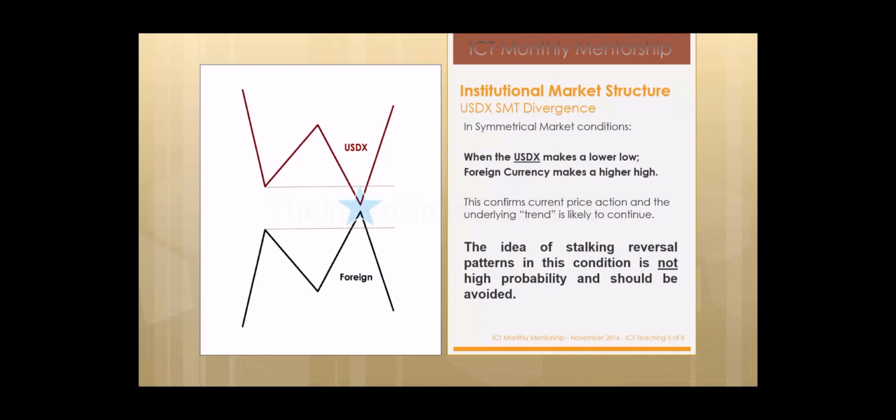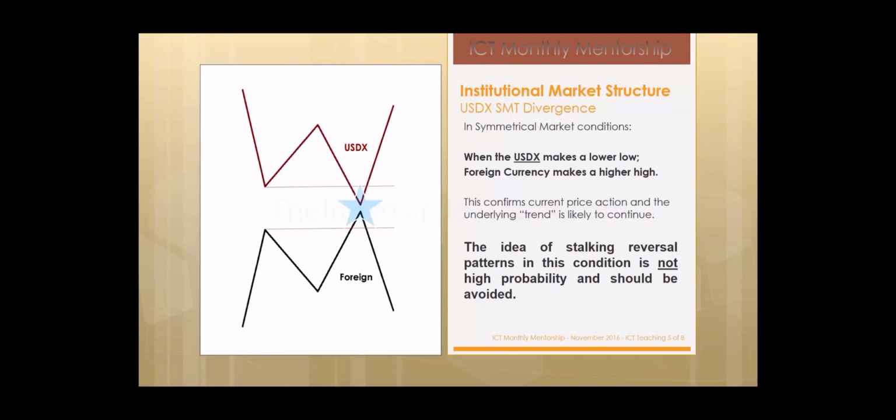Now, the idea of stalking reversal patterns in this condition is not highly probable. In fact, you want to avoid it altogether. The reason why is because, for instance, let's take a look at the dollar index example here with the red line. Okay, we're going to look at the likelihood of that old low being violated, as we see here.